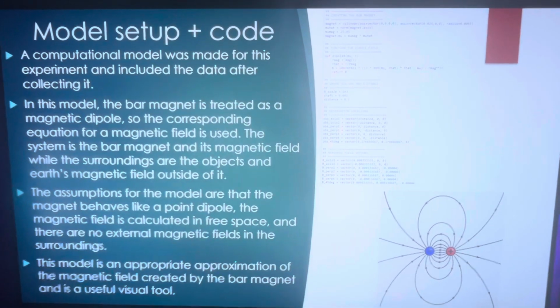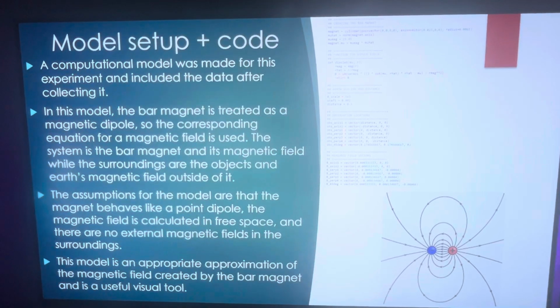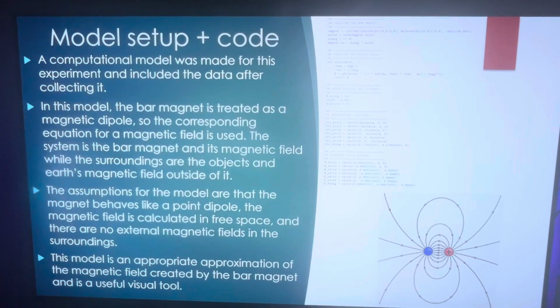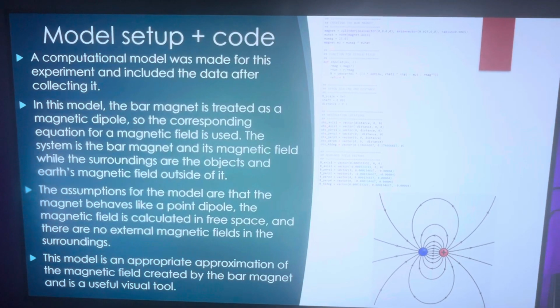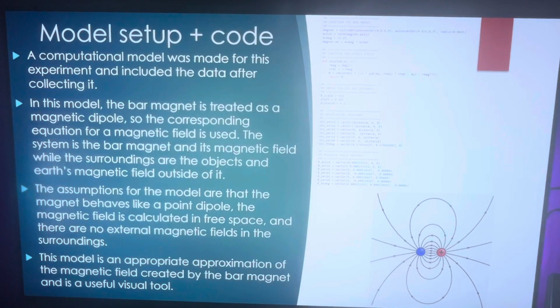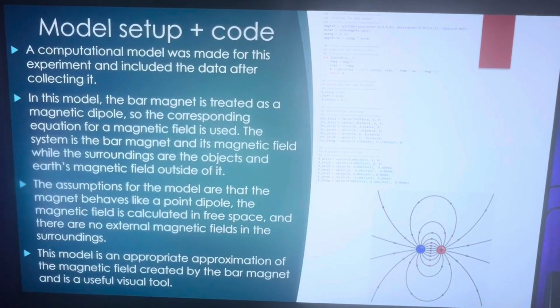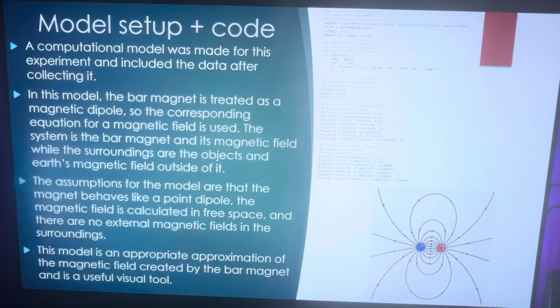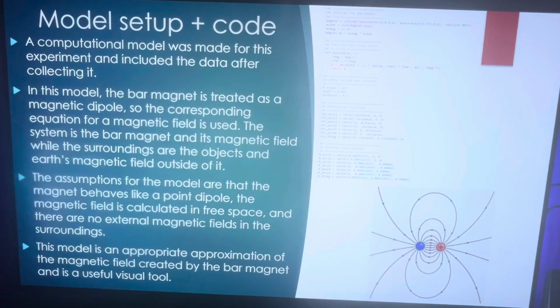A computational model was made for this experiment and included the data after collecting it. In this model, the bar magnet is treated as a magnetic dipole, so the corresponding equation for a magnetic field is used. This system is the bar magnet and its magnetic field, while the surroundings are the objects and Earth's magnetic field outside of it.